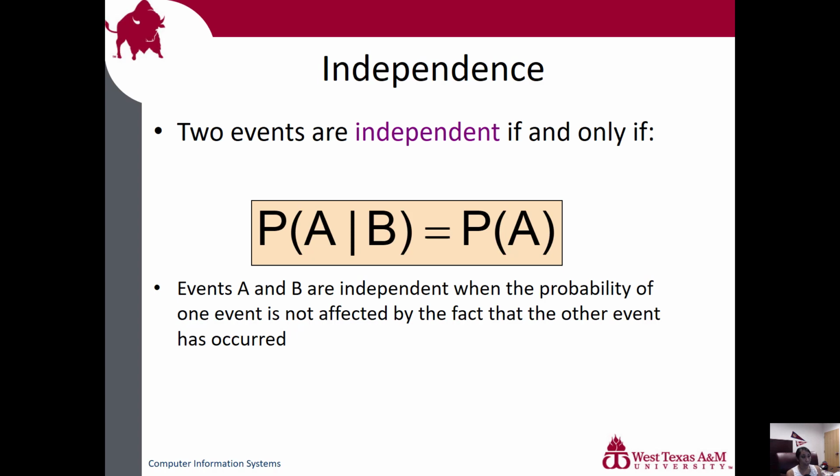Another term that you should know is independence. So two events can be independent if the probability of one doesn't affect the other. So for example, the probability that you are a WT student and the probability that you like sandwiches, those are completely independent. Just because you like sandwiches does not increase your chances that you're a WT student, or just because you're a WT student does not increase your chances of liking sandwiches.